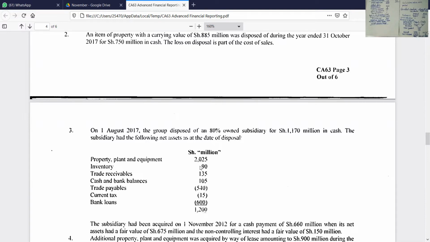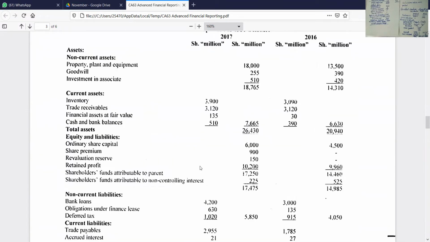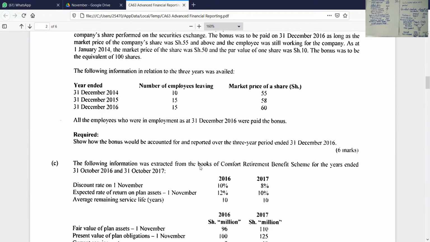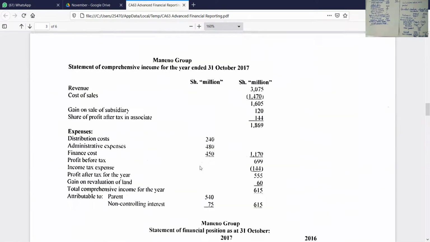So after you have taken your balance brought down, sorry for this, I moved it to another question.